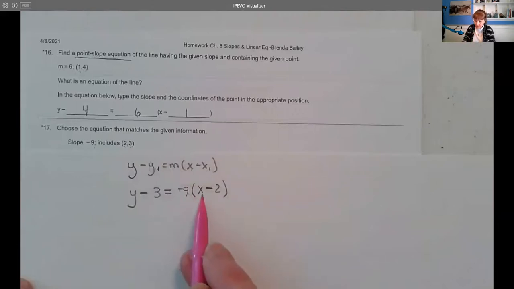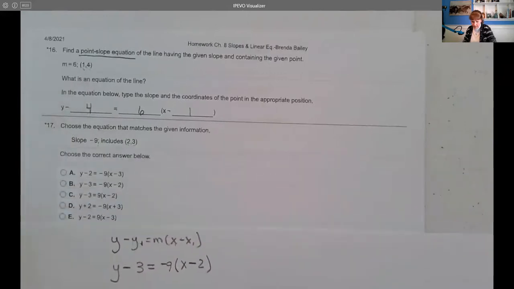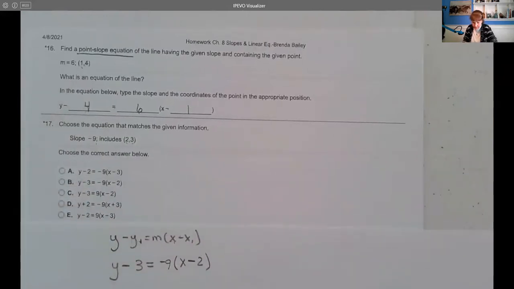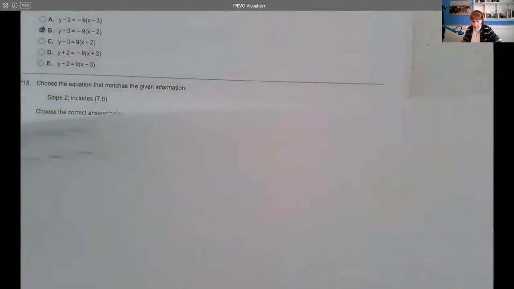And again, you can multiply it out and bring the 3 over. And this one is multiple choice. So let's see, it looks like it's going to be B. It matches with B here. Okay. y minus 3 equals -9 times x minus 2. Perfect. Let's try another one. Again, this was also multiple choice.